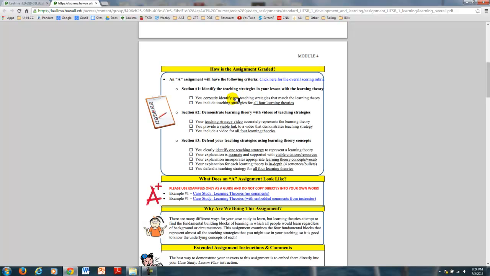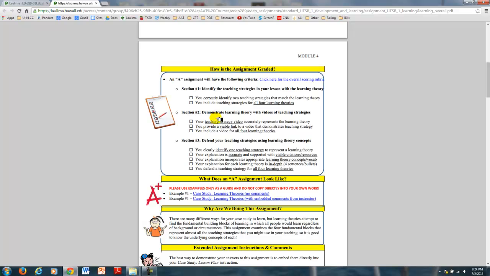Basically in section 1, you need to correctly identify at least 2 teaching strategies that match the learning theory, and you include teaching strategies for all of them. So that's a total of 8. You'll have to look at your instruction and come up with 8 matches.